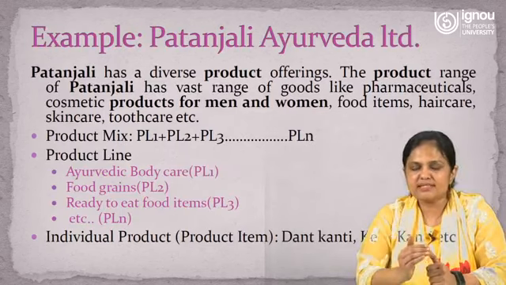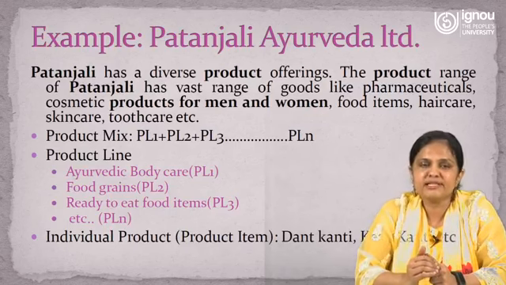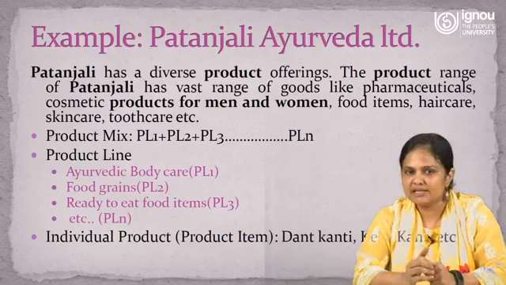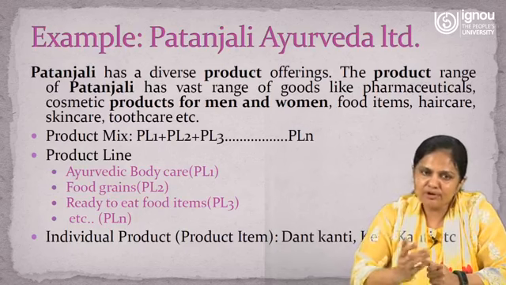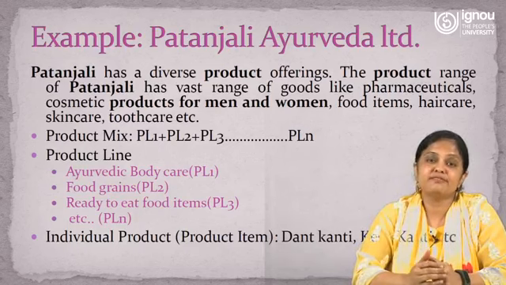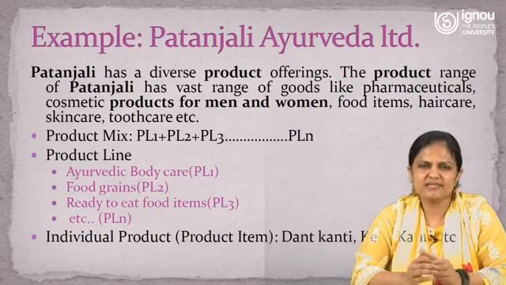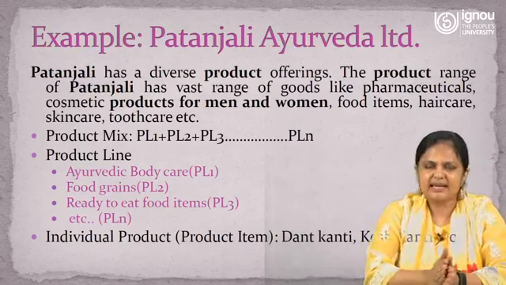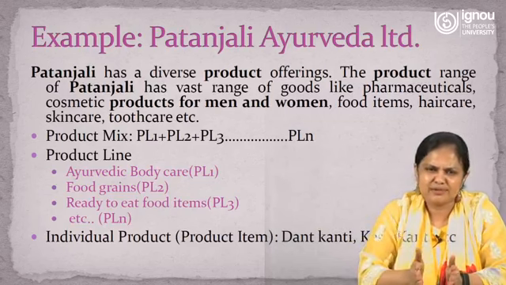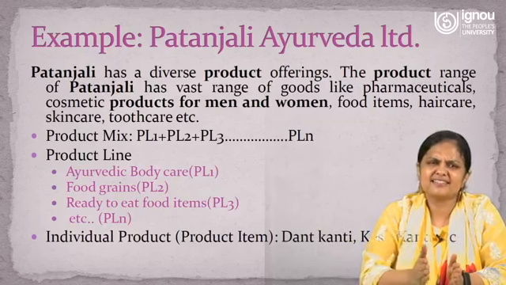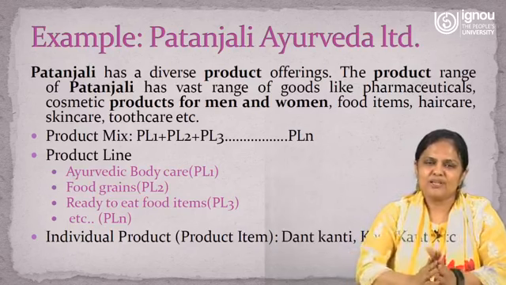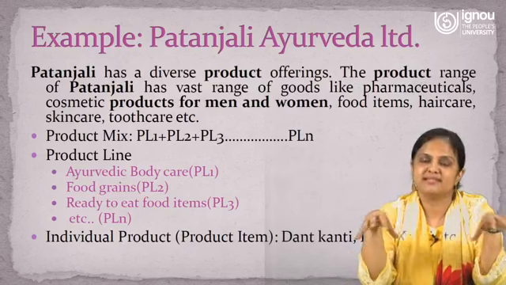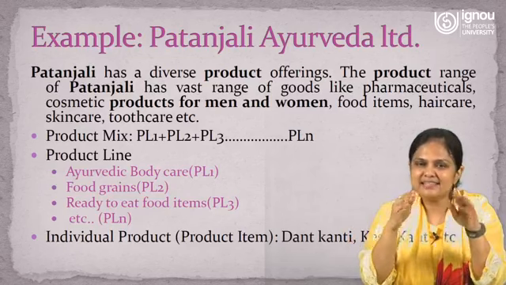If we try to understand the concept of product mix and product line by taking an example of Patanjali Ayurveda Limited, we all know that Patanjali has diverse product offerings. It has a vast range of goods. They started with pharmaceuticals and now they are into everything: cosmetic products, food items, hair care, skin care and whatnot. So all the kinds of products that Patanjali is offering become the product mix. So as I said, the vast range of goods.